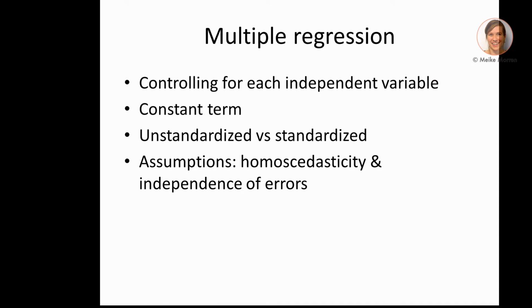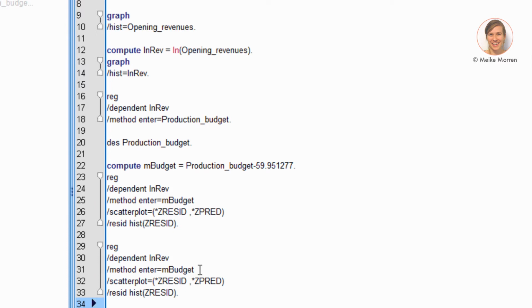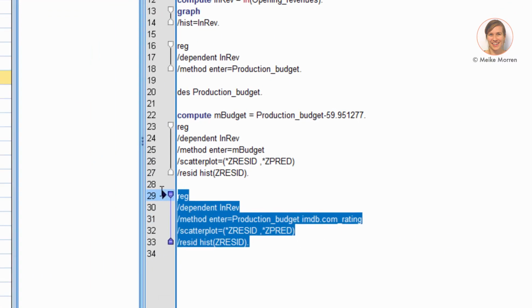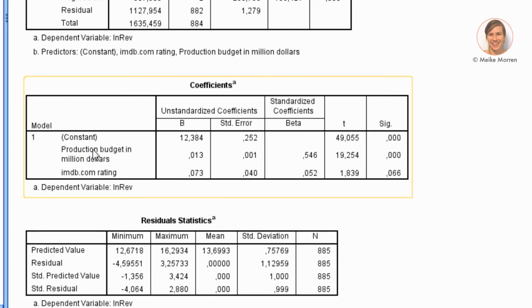How does it differ from simple regression, where you actually add multiple independent variables to your model? So let's add another variable to our model. Let's add the rating. First I'm going to do the not mean-centered values. So here we have the results. If we look at the coefficients, we see that one increase in budget, meaning $1 extra million, leads to a 0.013 increase in log revenue.